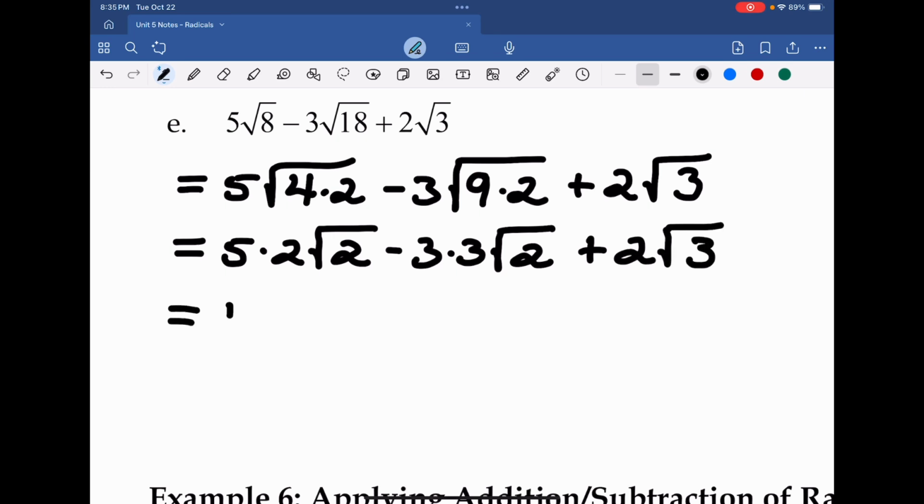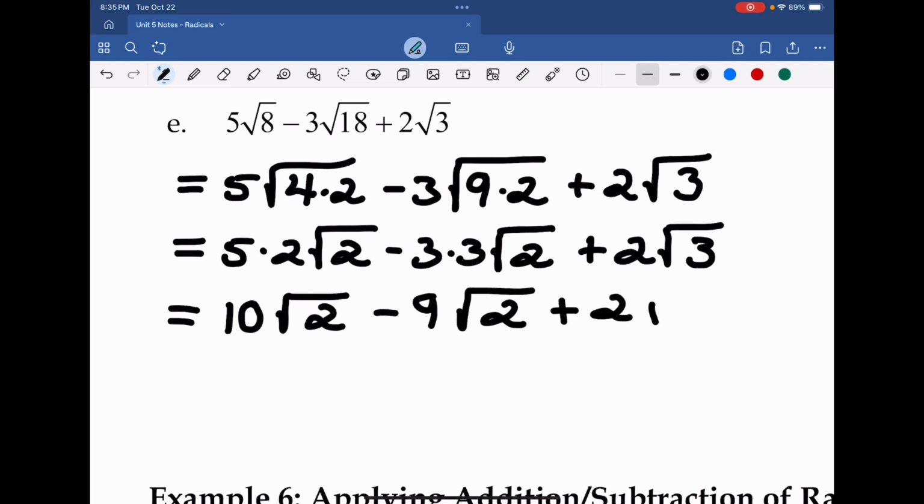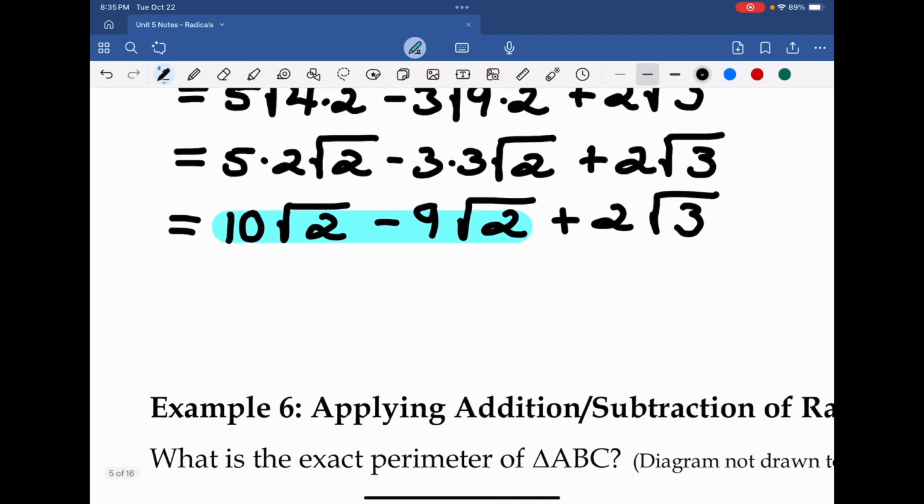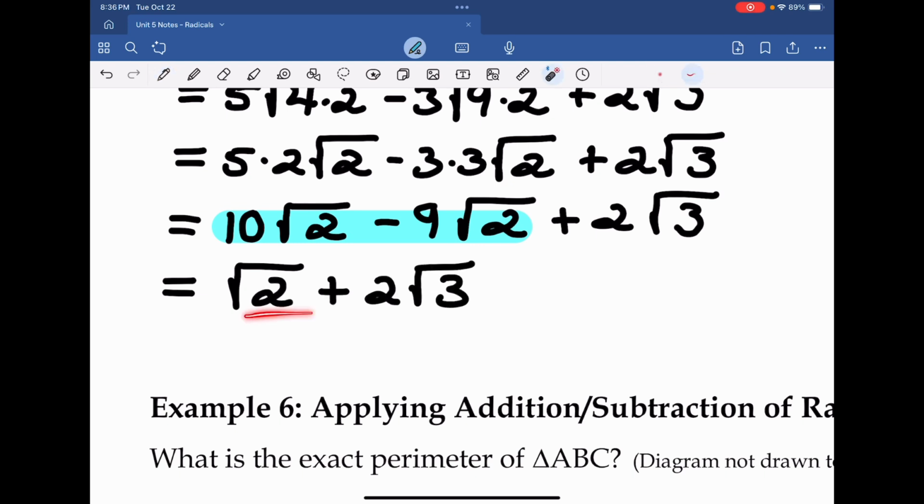From here, this is going to become 10 square root 2 minus 9 square root 2 plus 2 square root 3. Now we realize that in this term, these two are common. Our 2 square root 3 is not common to either one. So now I'm going to say it's 10 minus 9, which is 1 root 2, and then plus 2 root 3. If the radicands are not the same, such as 2 and 3, we just have to leave our answer as this. It's done. Okay, we then go to one with a bunch of variables.